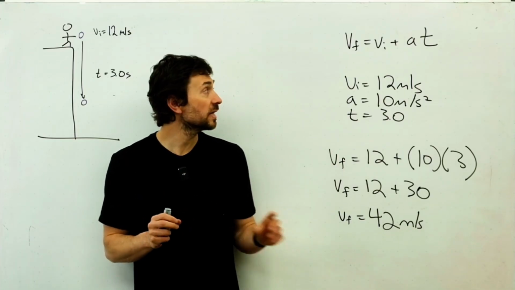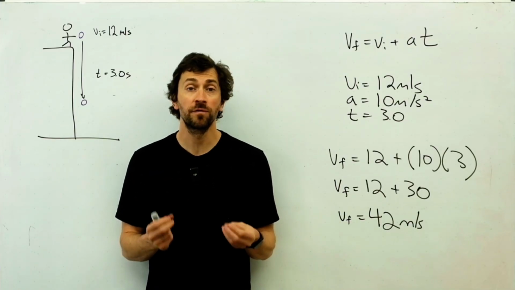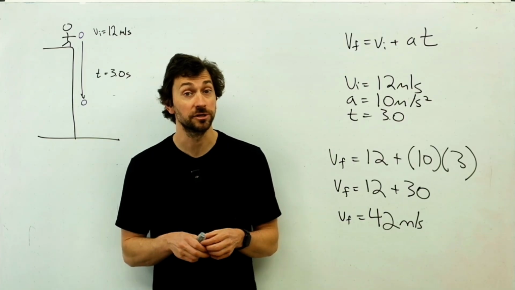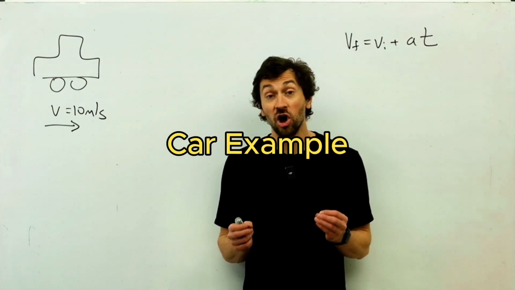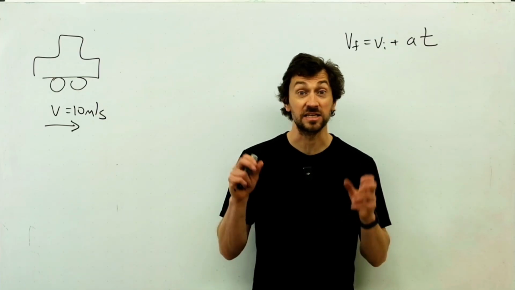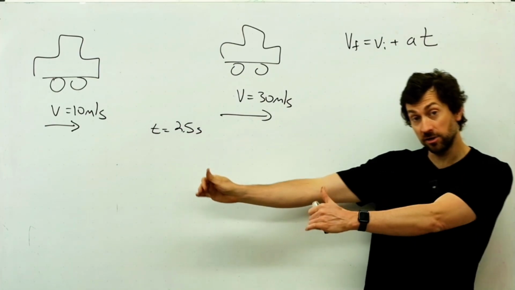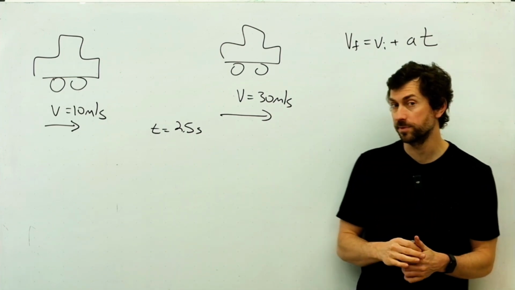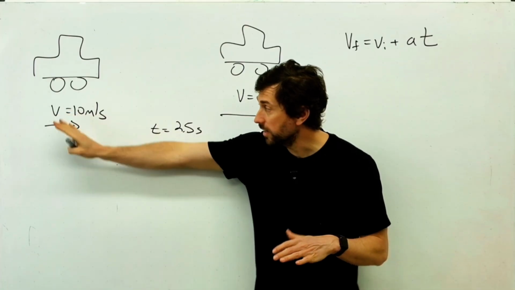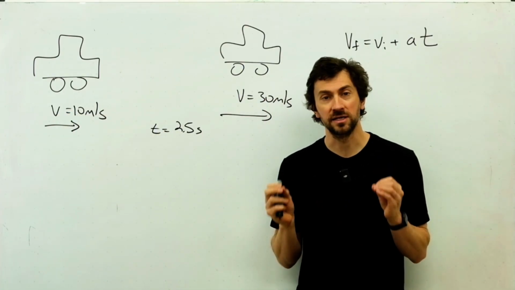We can also use this equation to calculate other variables. For example, we might have a situation where we need to calculate the acceleration. Let's imagine there's a car that's going at 10 meters per second and it hits the gas. It starts accelerating. After 2.5 seconds, it's now traveling at 30 meters per second that way, going faster. So this is the initial velocity, this is the final velocity, so we could calculate the acceleration.